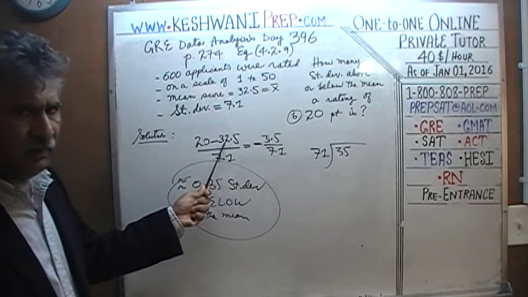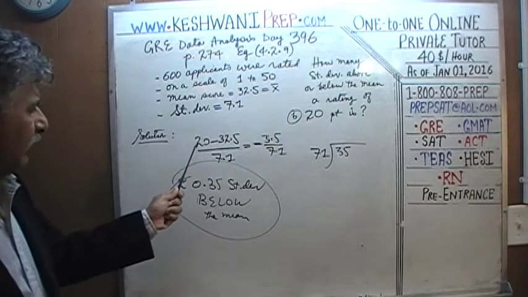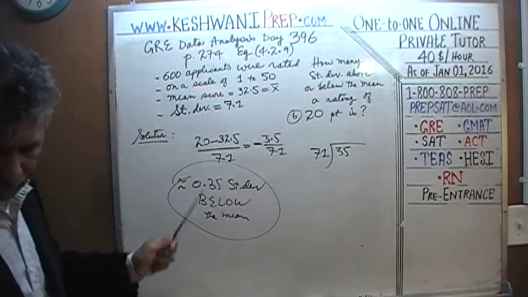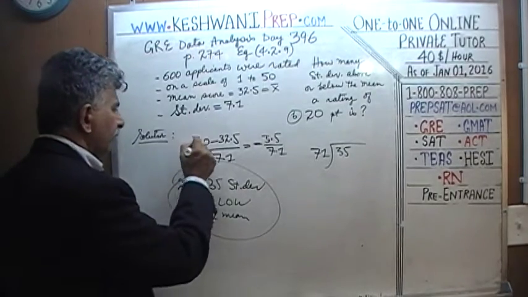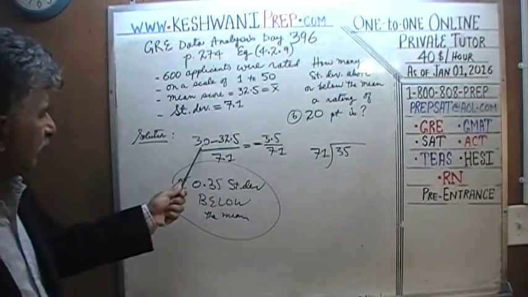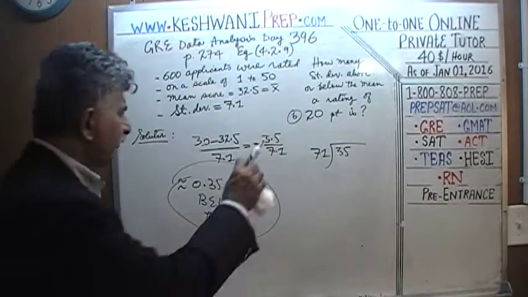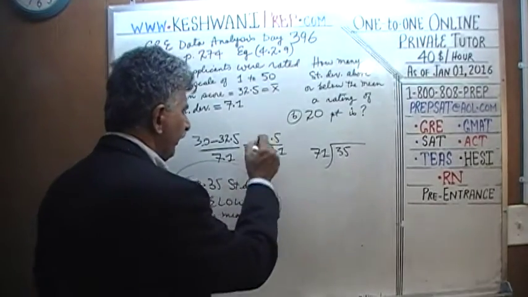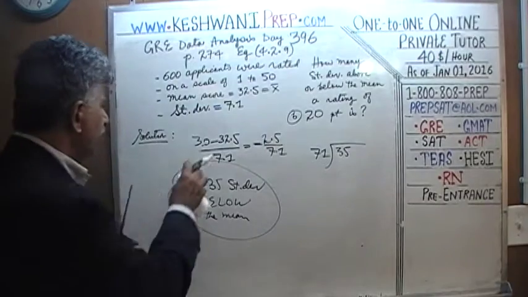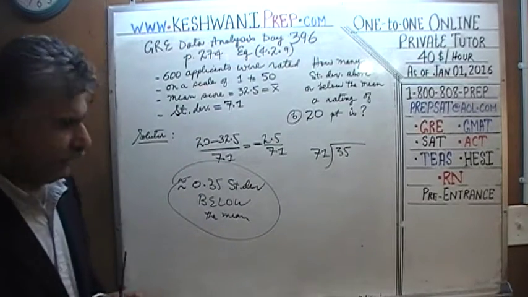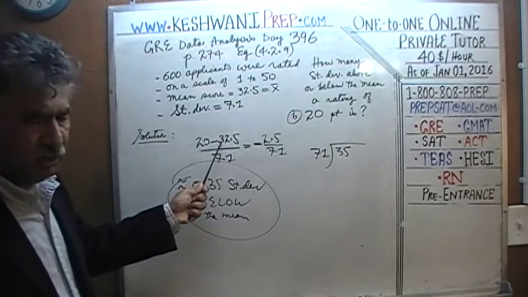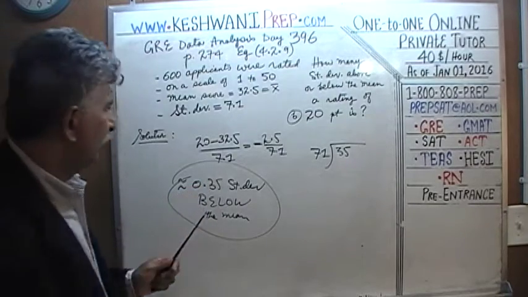I don't know what I'm doing here. I have no idea what I just did here. Before we had a 30 here, 30 minus 32.5 was negative 2.5, and then instead of 30, I made that a 20, and then after that, I don't know what I did. 20 minus 32.5 is negative 12.5.